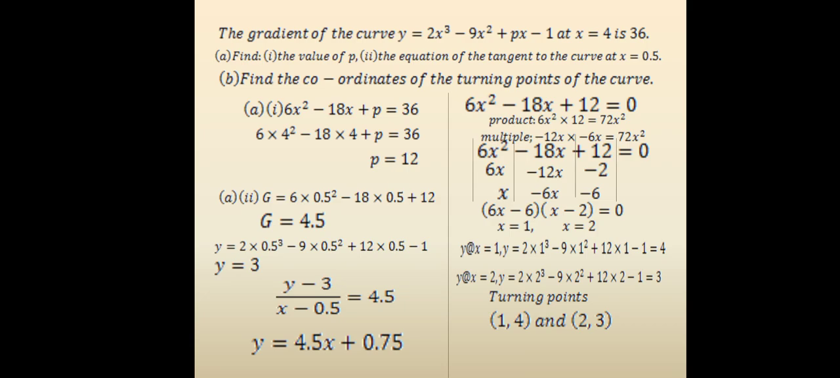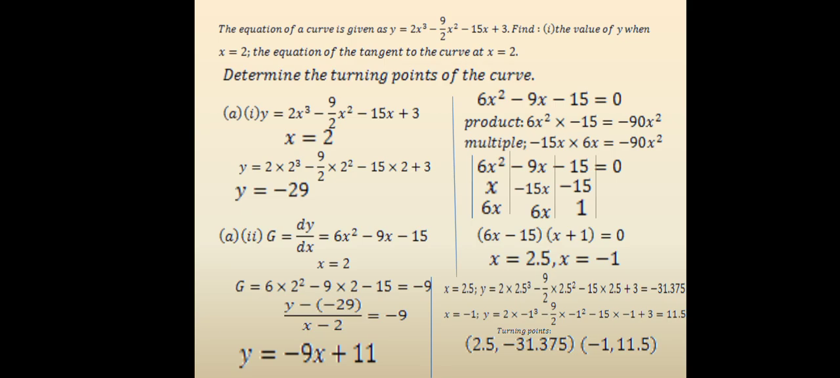The gradient of the curve y equals 2x cubed minus 9x squared plus px minus 1 at x equals 4 is 36. A. Find 1. The value of p. 2. The equation of the tangent to the curve at x equals 0.5. B. Find the coordinates of the turning points of the curve.